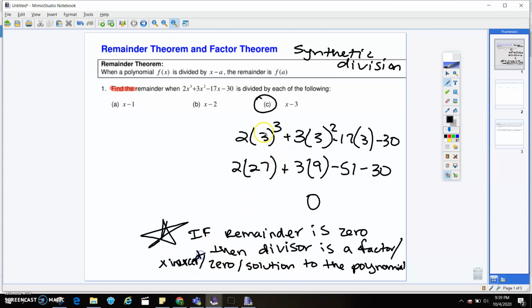So if I was to graph this guy right up here, it would cross the x-axis at 3. Okay, so if our remainder is 0, then the divisor, which is right here, means that it's going to cross the x-axis at 3. And that's going to come into play in our next unit when we start graphing these. And it's going to be a really big piece of that. So we want to make sure that we know the remainder theorem and understand what that actually represents, okay?